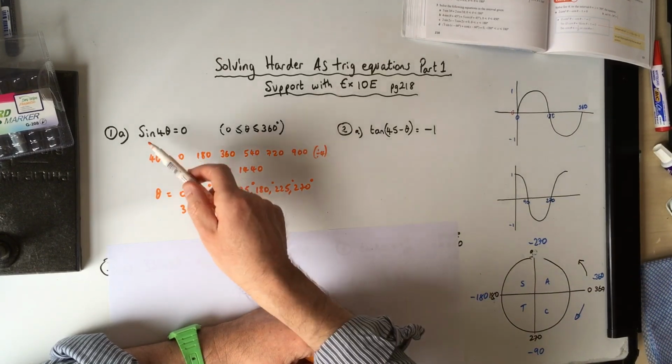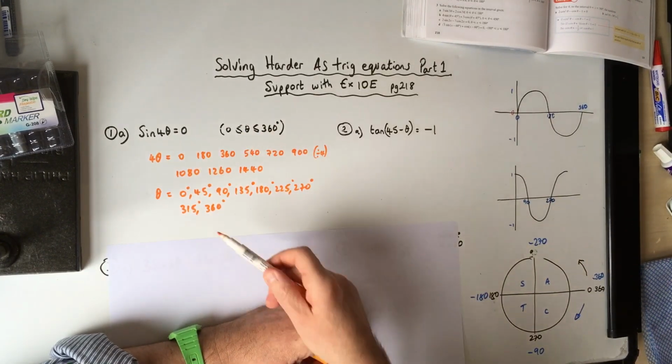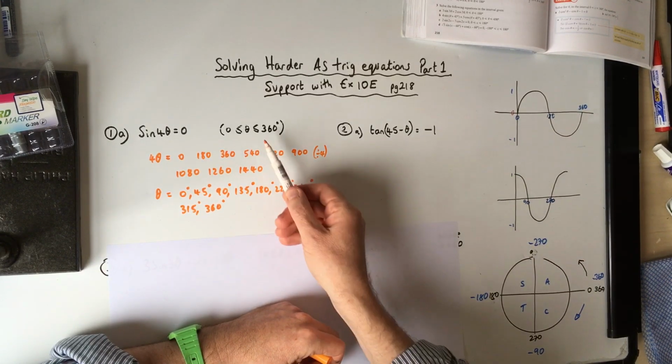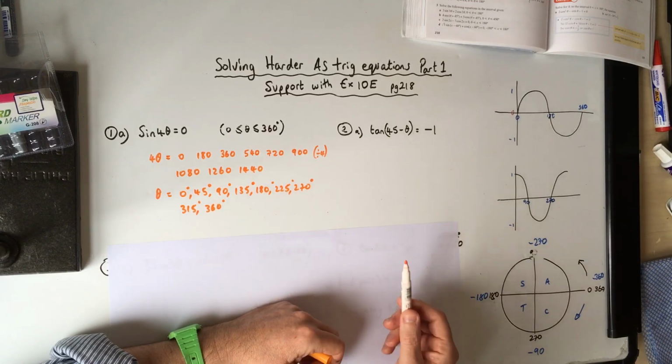So we've solved sine of 4 theta is equal to 0 between 0 and 360 degrees, and this time it does include the 360 and the 0, so just be careful.